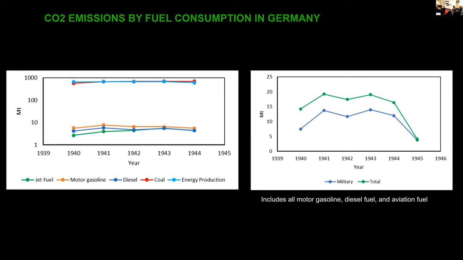Currently, we have found some data related to war effort fuel consumption in Germany. During World War II, Germany experienced a significant increase in CO2 emission due to heightened fuel consumption for military and industrial activities. Coal was the major contributor, with emission consistently rising to 700 million tons in 1943, and the total was about 3,000 million tons, underscoring its role as a primary energy source.